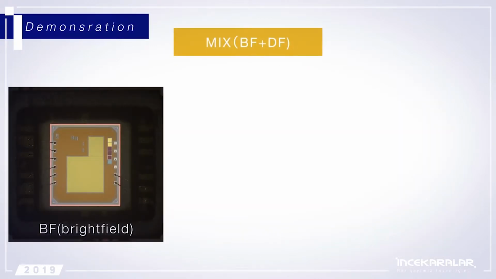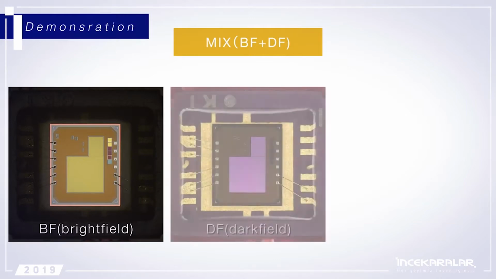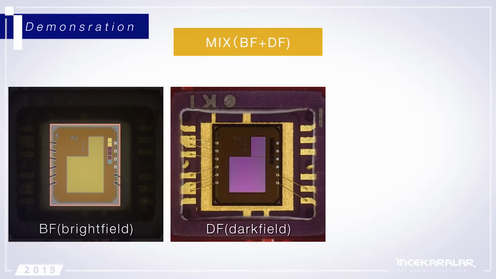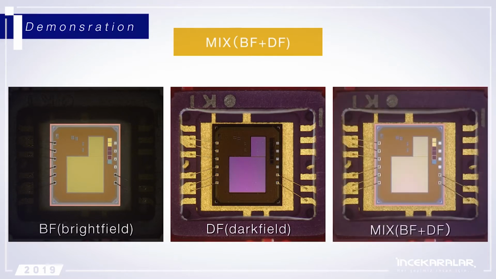This is mix observation. This observation method allows you to easily detect scratches and defects that were difficult to find with a conventional microscope by adding the detection capability of the dark field to the visibility of the bright field.